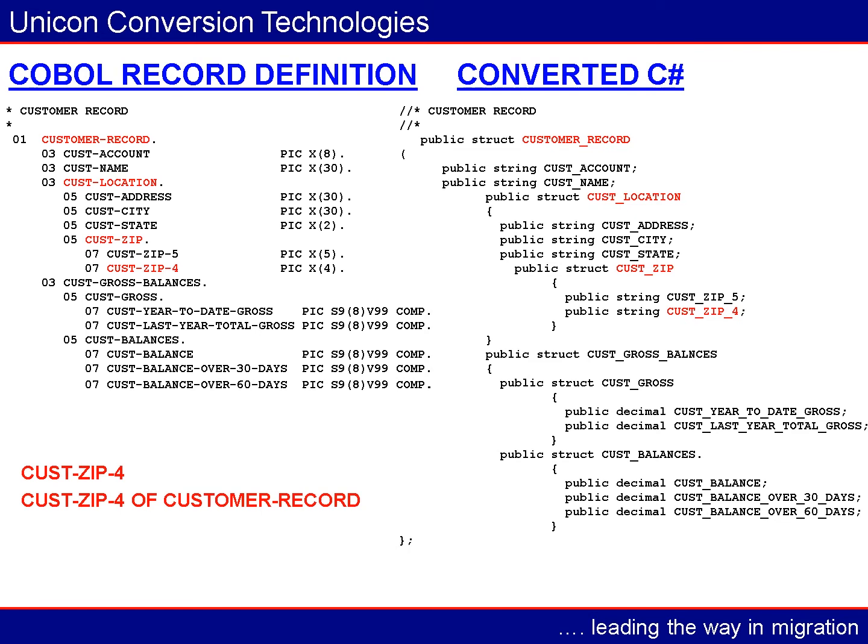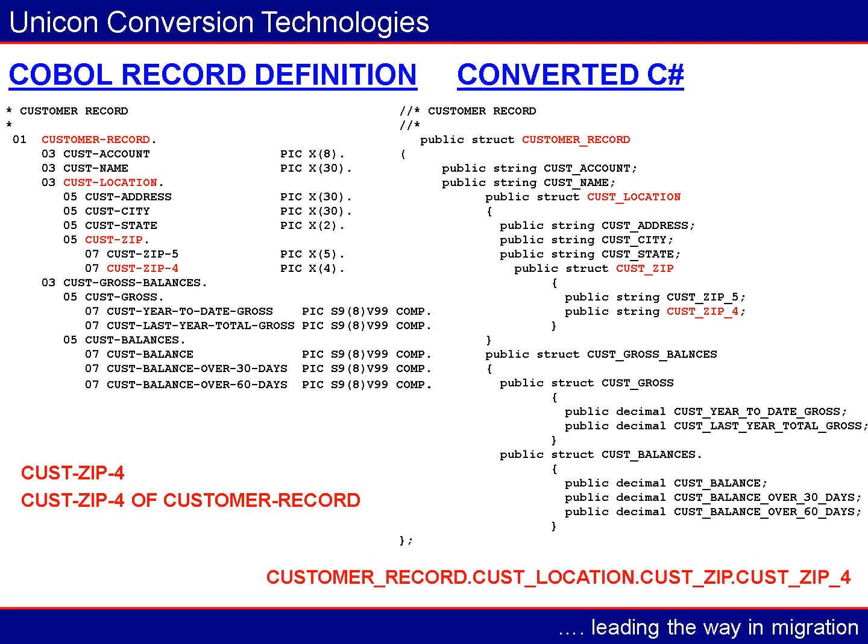In the COBOL program, the custzip4 field will be identified as either custzip4 or custzip4 of customer record. But most commonly, if there were no other custzip4 definitions in the COBOL program, it would just be referred to as custzip4.